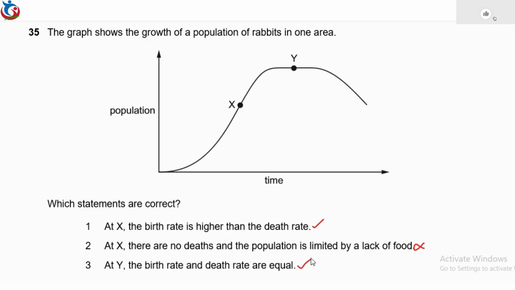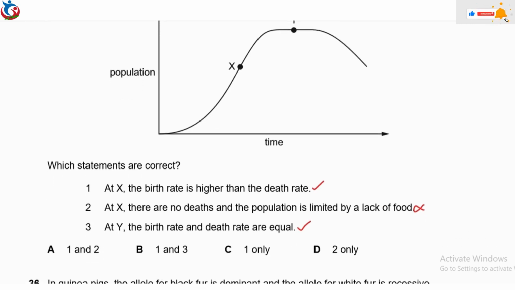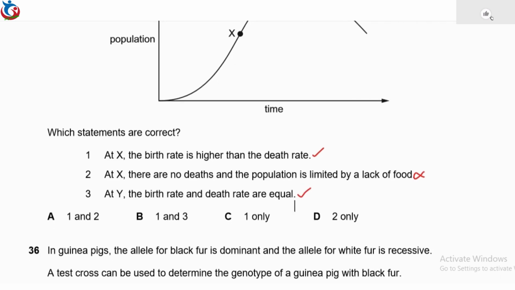So this will leave us with 1 and 3. So we'll now take a look at the options, 1 and 3 as our correct answer. So option B here is our correct answer. 1 and 3. Option B is our correct answer. So we'll now move to question 36.